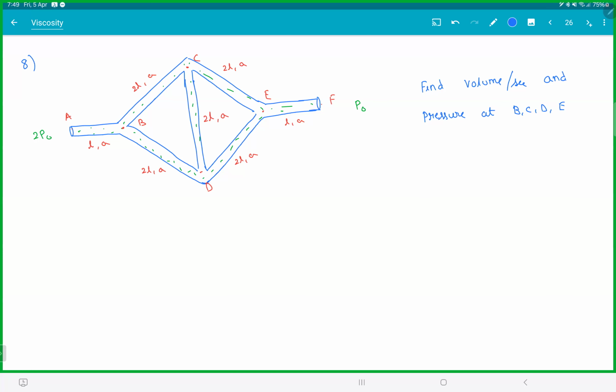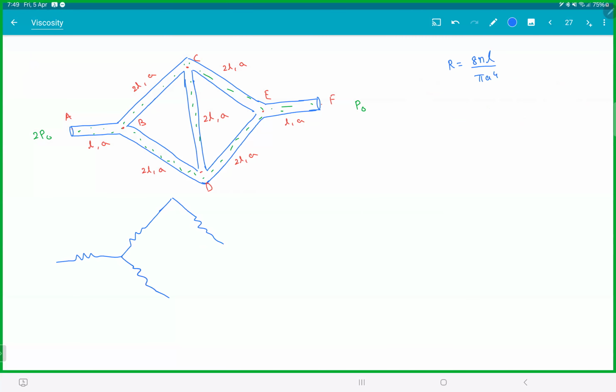Let's see. So let's just replace this with resistors. So first let's call R as 8 eta L by pi A power 4. Let's keep that way. So this guy will become R. We can remove the middle one because it's a Wheatstone bridge. We are not writing it. So this is R. This is 2R. This is 2R. This is 2R. This is 2R. And this is R. CD can be removed.